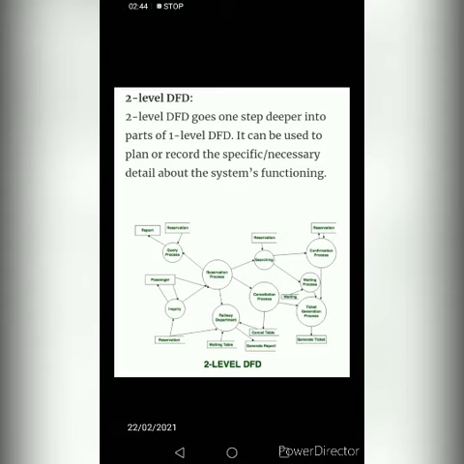In this level, it is more detailed than the level 1 data flow diagram because it specifies each step of the system diagram and its possibilities.